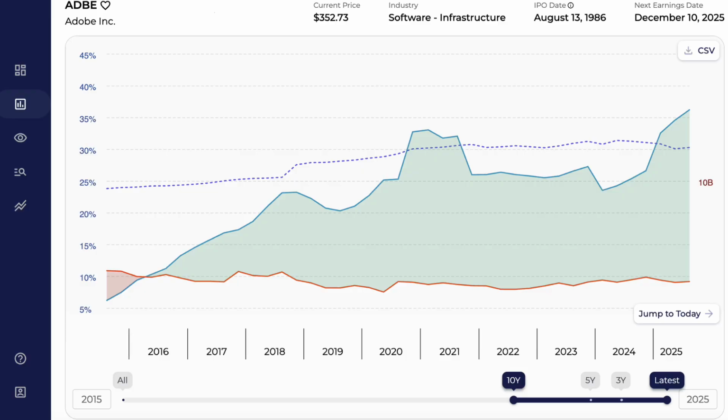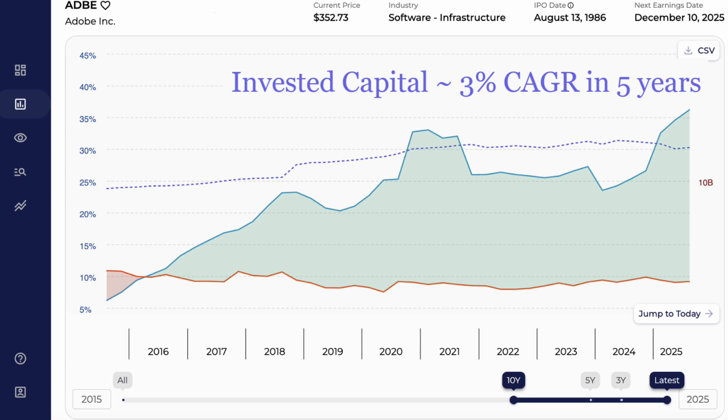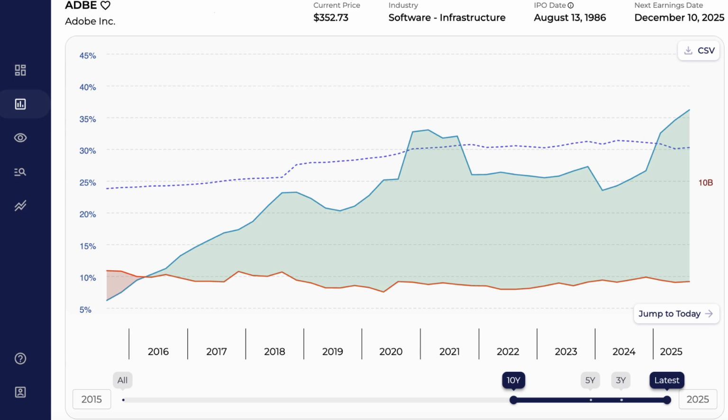And so we expect to see not only the ROIC high and steady, but an invested capital that is also growing. In the case of Adobe, we see the invested capital has only grown 3% over the last 5 years, 3% annualized CAGR. So not exactly a compounder stock, but nonetheless, we see from ROIC a quality business.